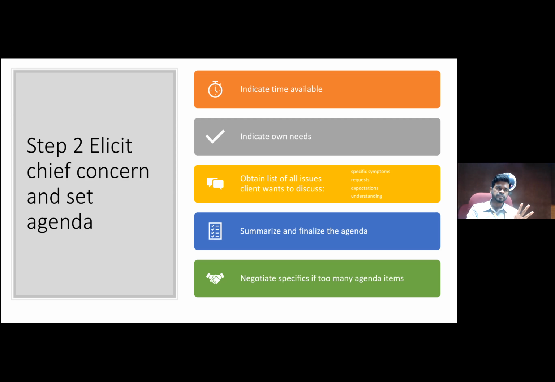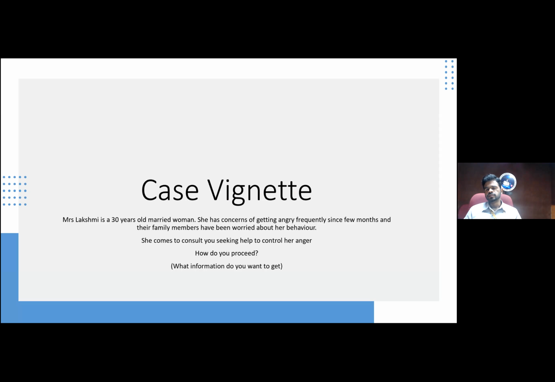So this is eliciting chief concern and setting the agenda. So it will be the next step, right? Let me give you a case vignette. So after doing all these things, you come to know about this client, who opens up saying that she's so and so, Mrs. Lakshmi, a 30-year-old married woman. She has concerns of getting angry frequently since few months, and her family members have been worried about her behavior. So she has come to you seeking help to control her anger.